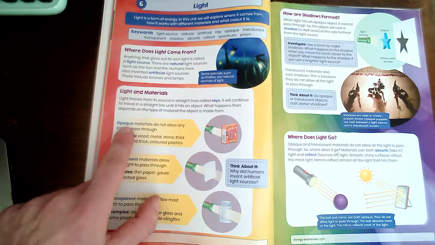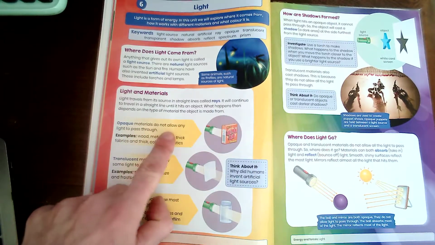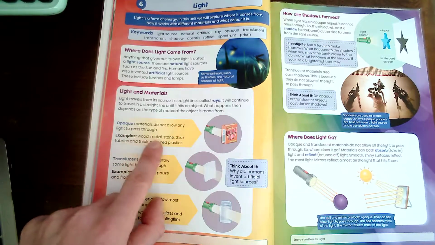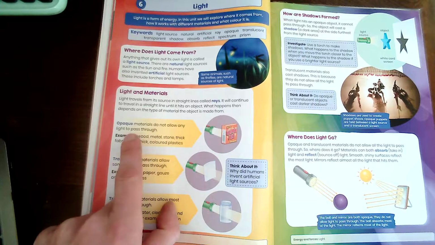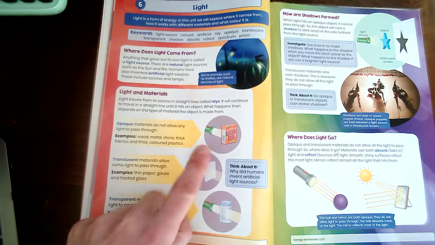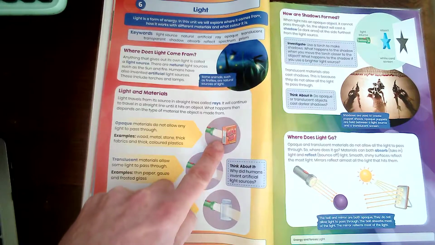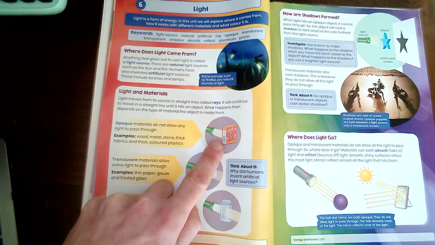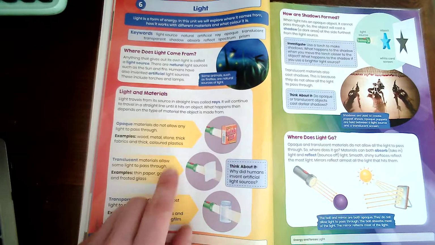So opaque materials do not allow any light to pass through. And examples of that would be wood, metal, stone, thick fabrics, and thick coloured plastics. So here you have your box of laundry detergent that will be made from cardboard mostly, and light is not going to pass through that because of course it's got the cleaning fluid probably inside it as well.